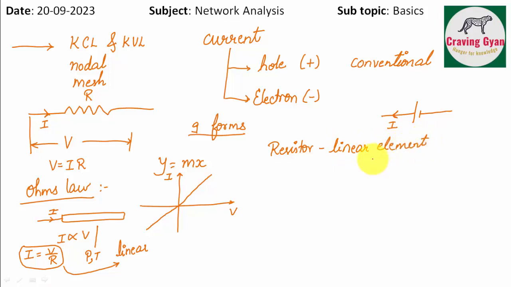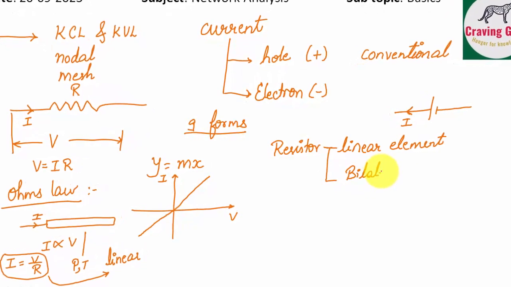The resistor is a linear element. Now, one more thing. When you try to connect a resistor on a spring board or in a breadboard, are you connecting from left to right or right to left? Doesn't matter. However you want, you are connecting. But with a power supply, positive to positive, negative to negative, or the common, you connect to ground only. So that means the orientation of placing is not at all important. So I can call it a bilateral element.